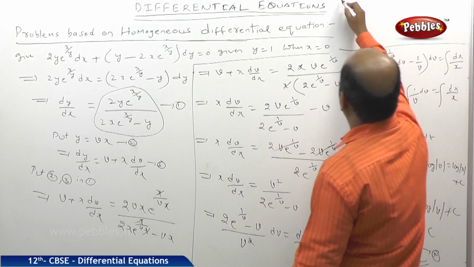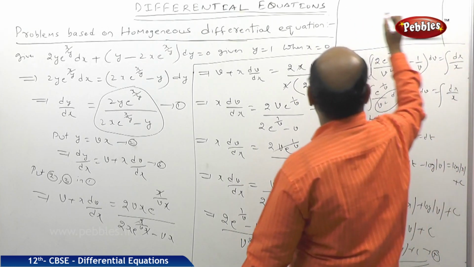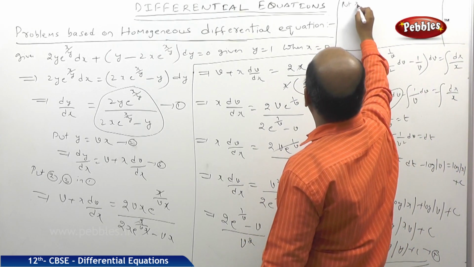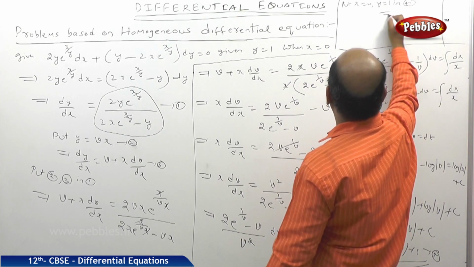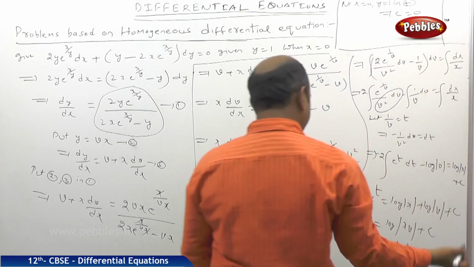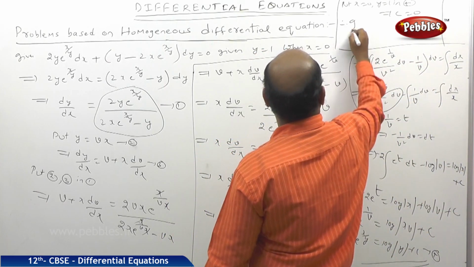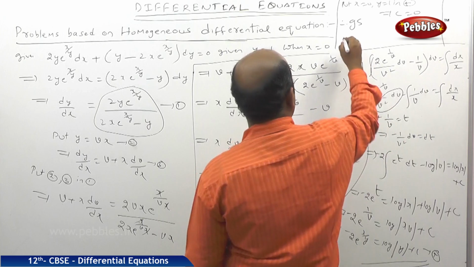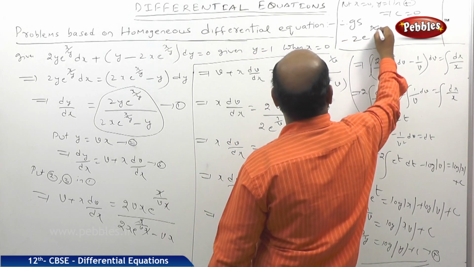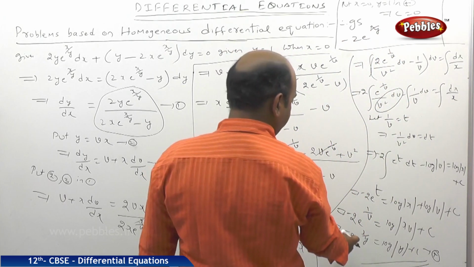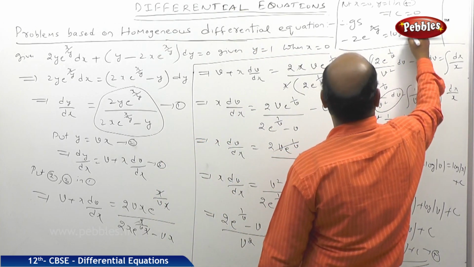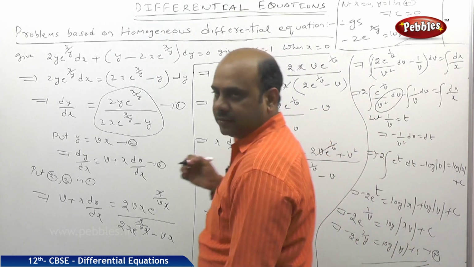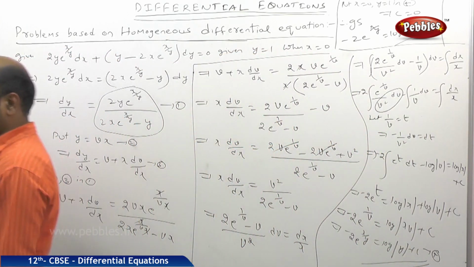So here I am doing, if you could observe carefully, put x is equal to 0, y equal to 1 in 4. Then what happens? c becomes 0. Therefore finally the general solution, meaning the final answer, will turn out as minus 2e power x by y is equal to log mod y. Clear? Please copy. Very important problem.